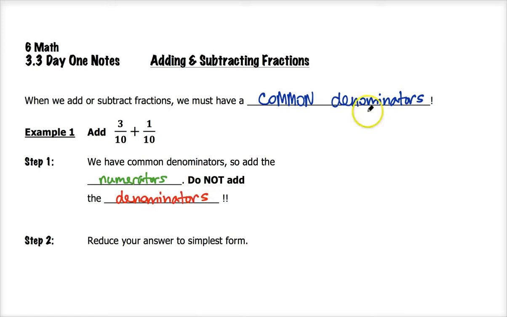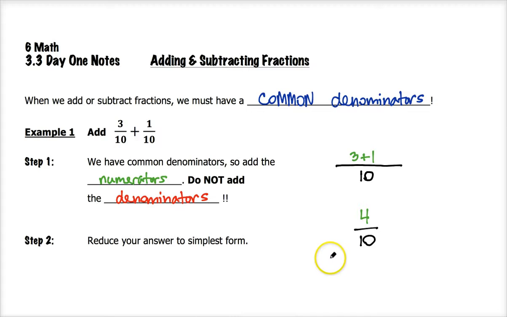So what we're going to do is 3/10 plus 1/10. We're going to keep the denominator the same. The denominator is 10. And then we're going to add our numerators together. Our numerators are 3 and 1. 3 plus 1 is 4. So we get the fraction 4/10.